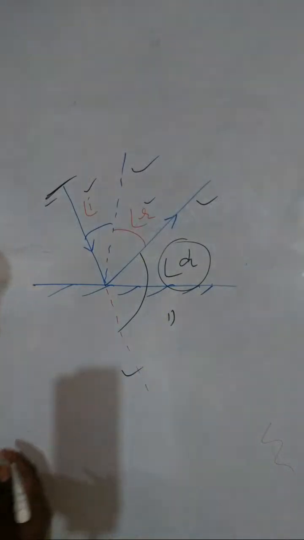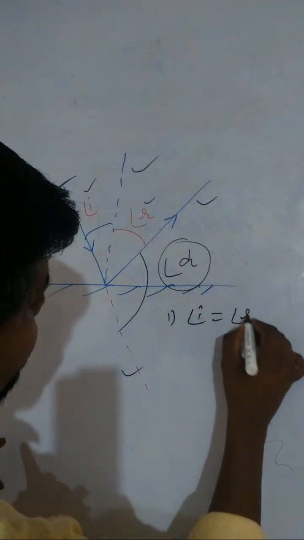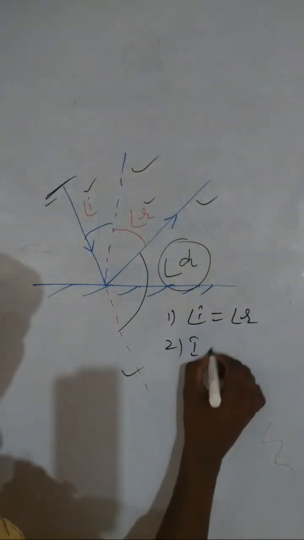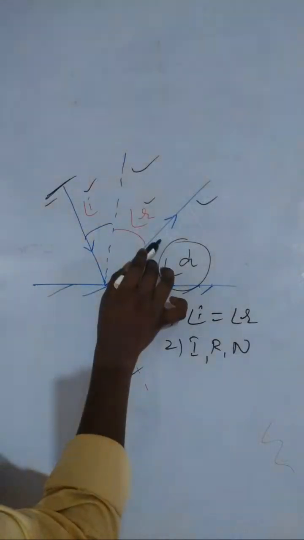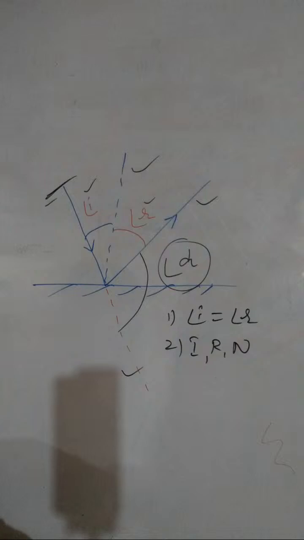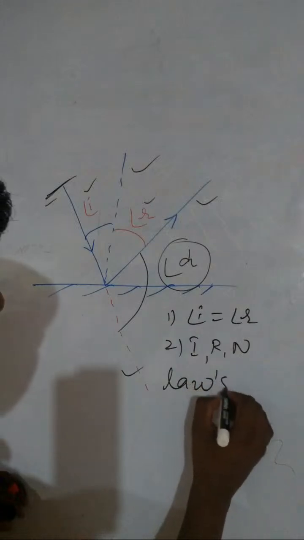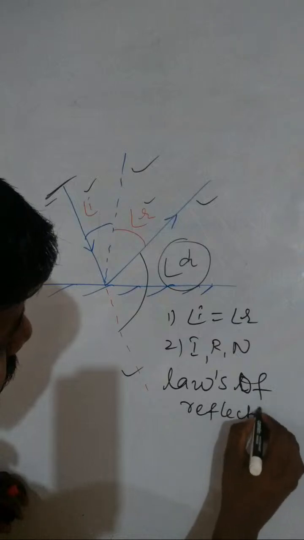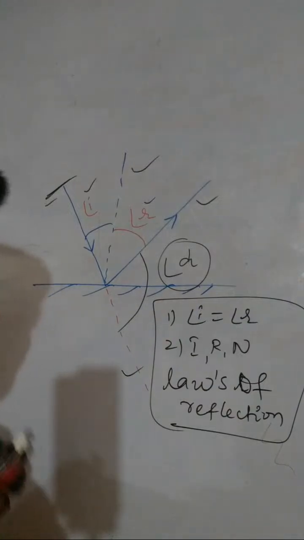And one more point: the laws of reflection. The angle of incidence is equal to the angle of reflection, and the incident ray, reflected ray, and normal line lie on the same plane. Once again, the incident ray, reflected ray, and normal line lie on the same plane. These are the laws of reflection. They are very, very important, so be very clear with that. This topic is very important, and in MCQs also it is a very important topic.